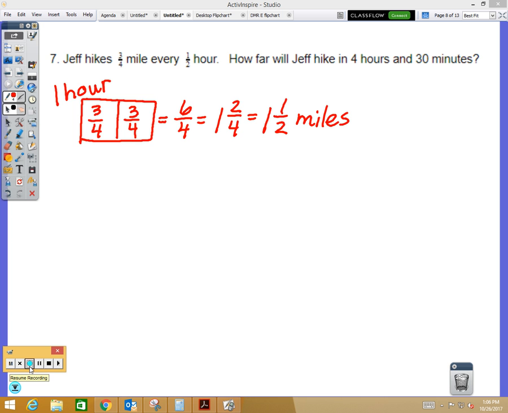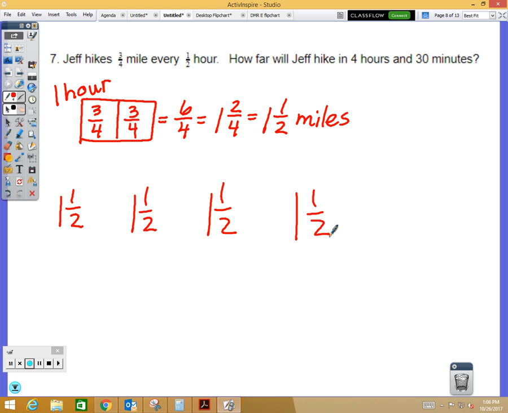So 3/4 and 3/4 give us 1 full hour, and that's 6/4, which is 1 2/4, which is 1.5. That's just me simplifying, right? Okay, so that's 1 hour. I want 4.5 hours. So 1 hour is 1.5, 2 hours is 1.5, 3 hours is another 1.5, 4 hours is another 1.5, and that half hour, so again, 4 hours here, that half hour is how many? The 30 minutes, because we have 4 hours and 30 minutes.